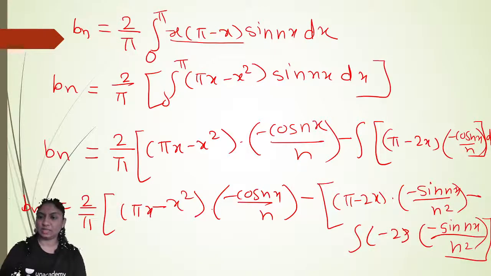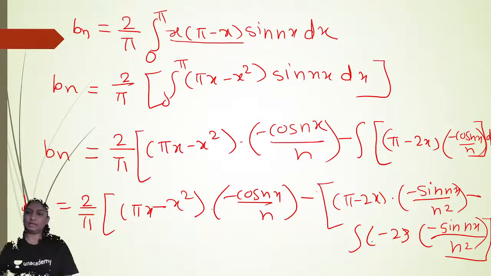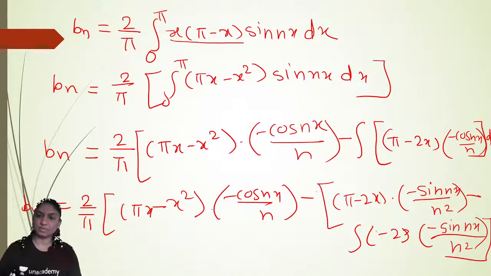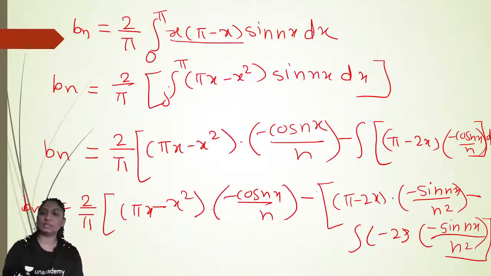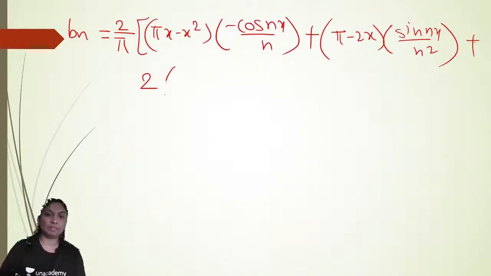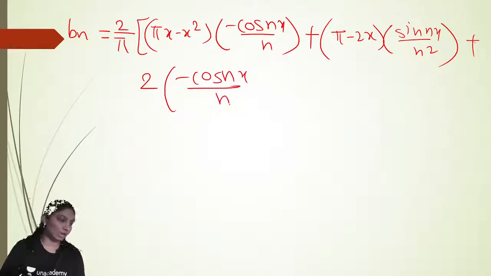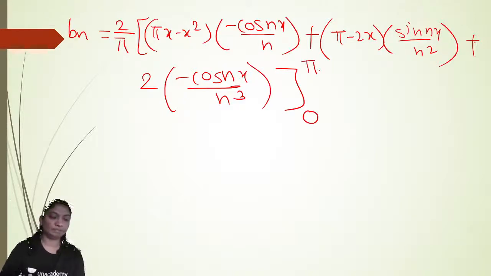So this will become plus sin nx upon n square, right? This minus and this minus becomes plus again, and this minus and this minus becomes plus, so you will ultimately get plus 2 into the integral of this, the integral of 2 into sin nx by n square, which gives minus cos nx upon n cube, right? Minus cos nx upon n cube. So here you will get the limits from 0 to pi. Okay.